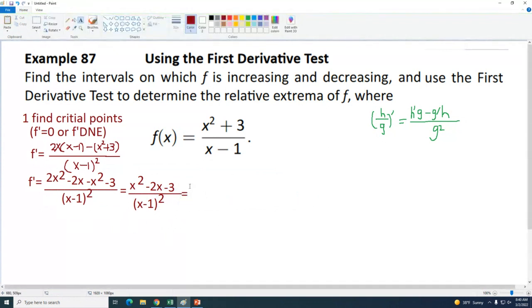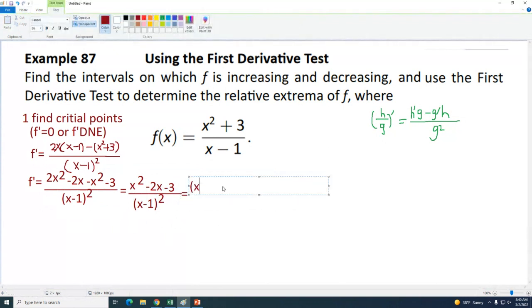Okay, let's see if we can factor the numerator. It's x minus 3 times x plus 1, factored.